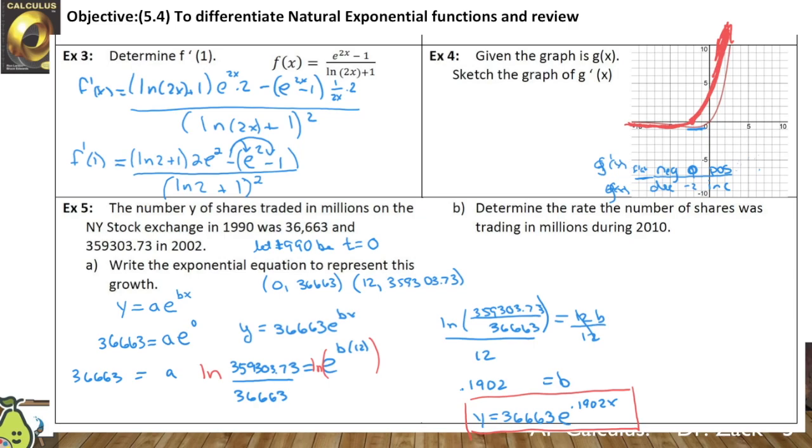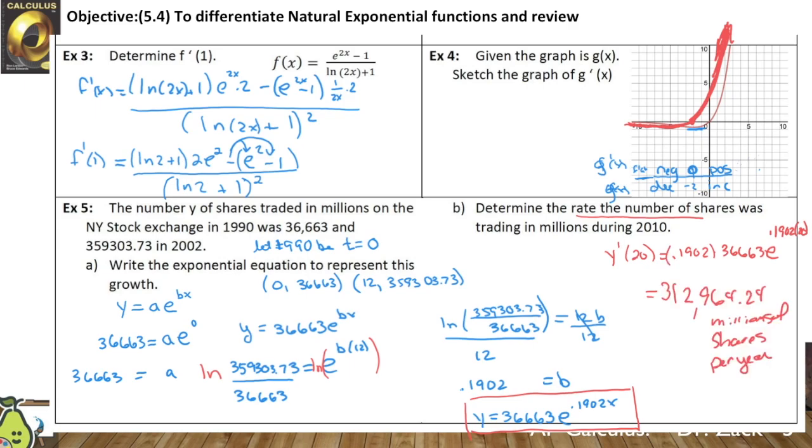All right. Now, if I want the rate of the number of shares trading in millions during 2010, I'm looking for y prime. Now, I don't want to use 2010. That would actually be 20. Find your derivative, substitute the value in, you are set. So that would be 0.1902 multiplied by 36663 e to the 0.1902 times 20, and you come up with some sort of number. All right, you find it, I'll find it, then we'll both write it down.